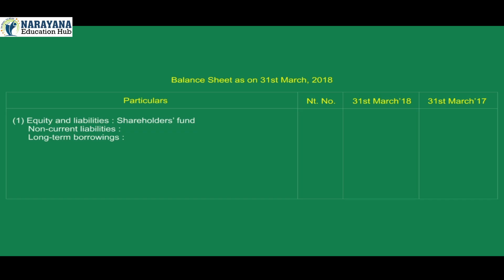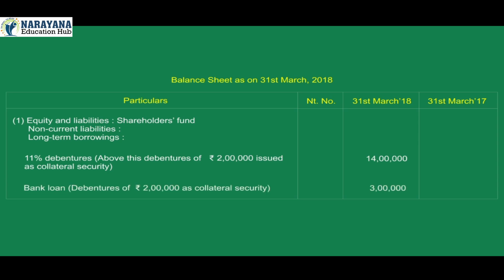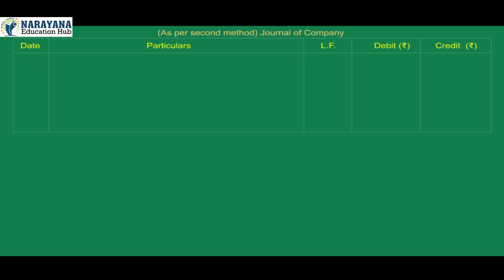1. Equity and liabilities. Shareholders fund. Non-current liabilities. Long-term borrowings. 11% debentures. Above these debentures of Rs 2 lakh issued as collateral security. 14 lakh. Bank loan. Debentures of Rs 2 lakh as collateral security. 3 lakh. As per second method.